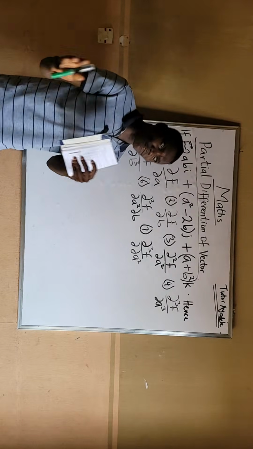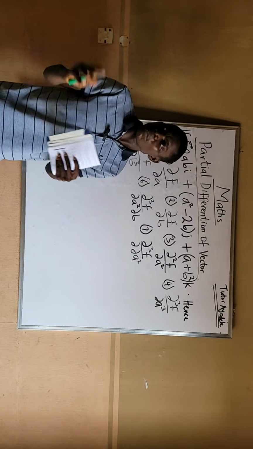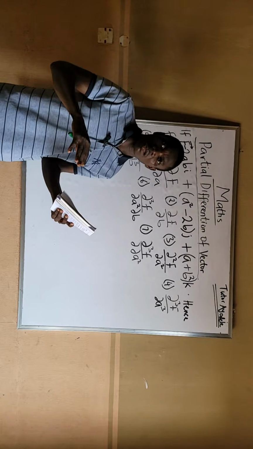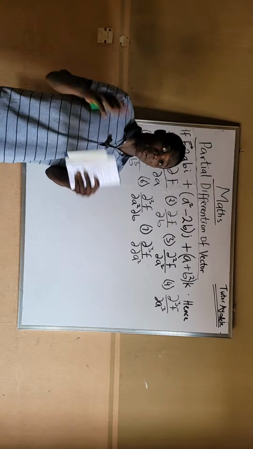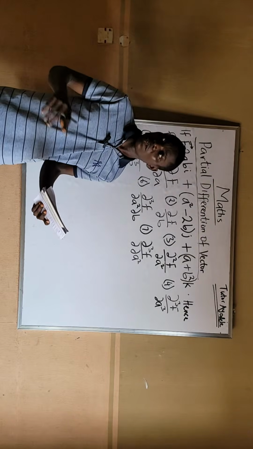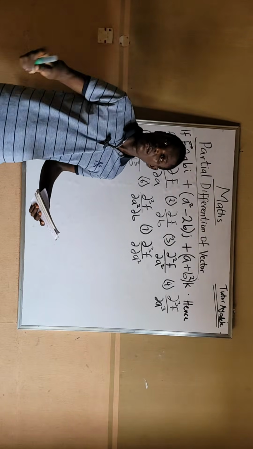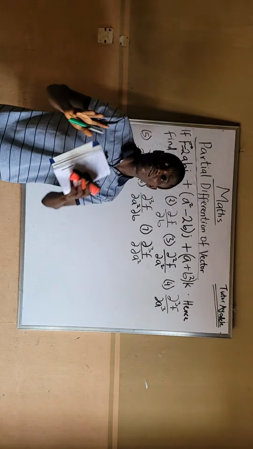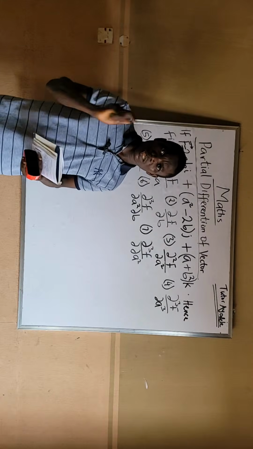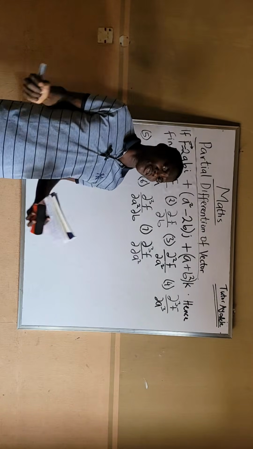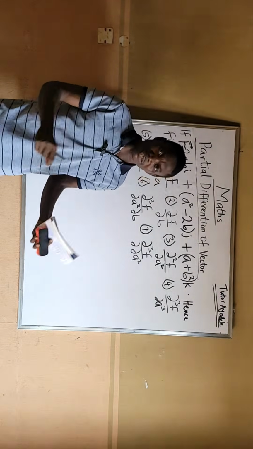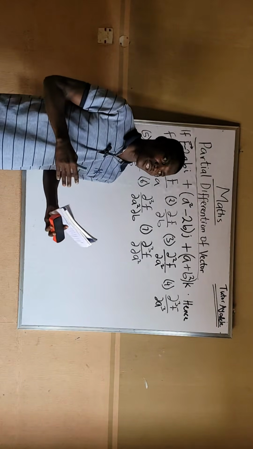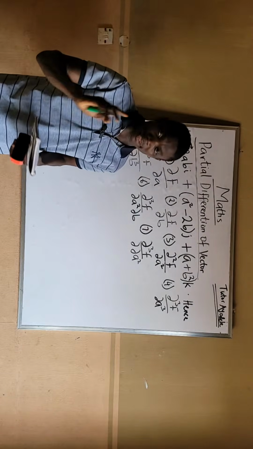So can you differentiate between a partial derivative and a total derivative? Let me know in the comments, or you can do some research. You can try to browse what is the difference between partial and total derivatives, and I'm going to show you how you can identify a total derivative and a partial derivative in this class.